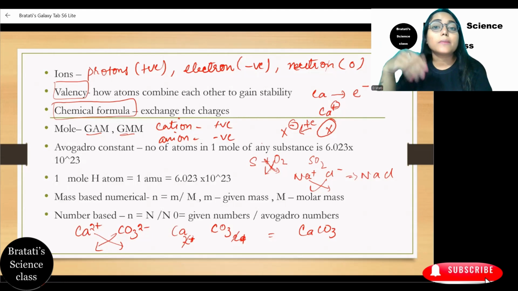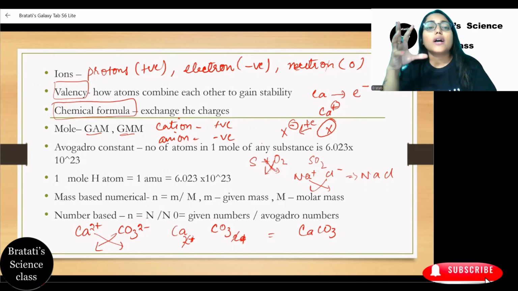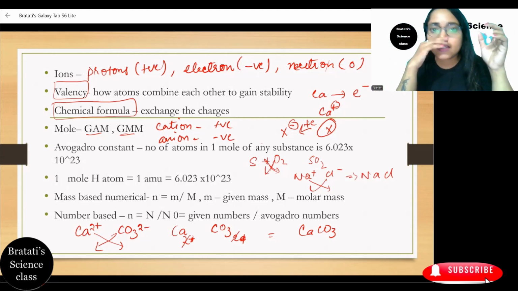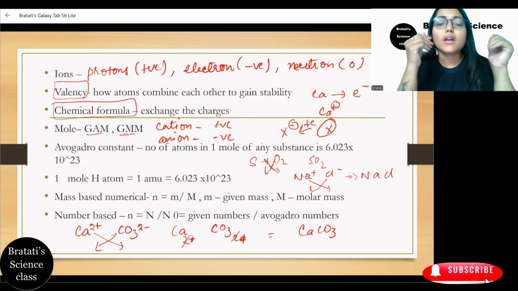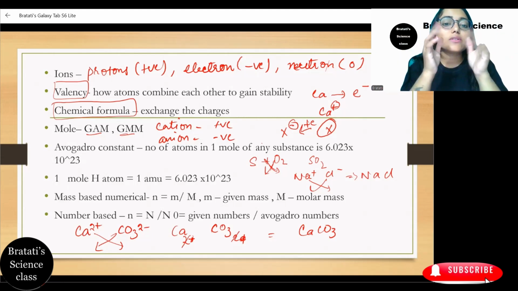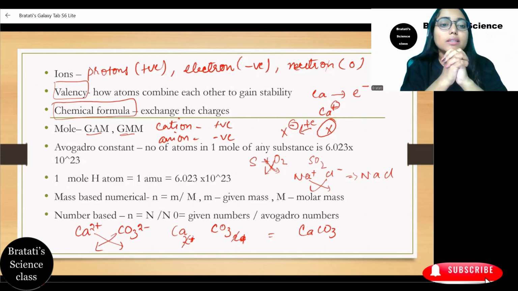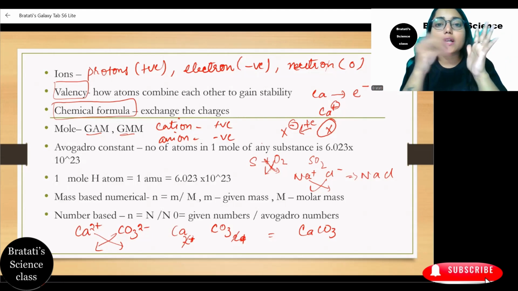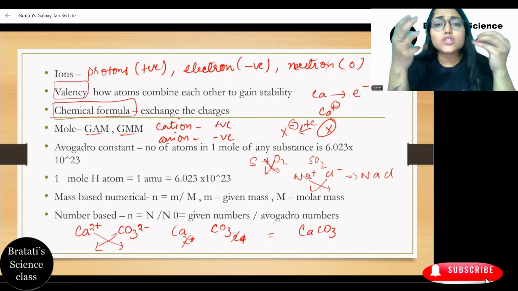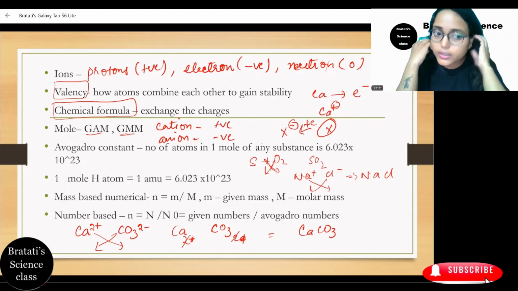Next we are moving to the mole. The mole is also a unit for molecular weight, like we know the kilogram. Okay, like that, the mole. The mole is nothing but the gram atomic mass and the gram molecular mass, which we will be learning in the mole. That is the amount. It is also a measure of the weight of the atom.